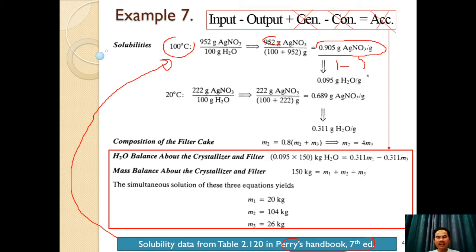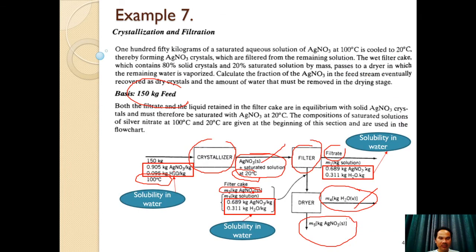This is the fraction of the feed. This contains solute, silver nitrate, in liquid form at 0.905, or 90.5%, and water is 0.095, or 9.5%. This is the composition in the feed. In the feed, you know the amount and you know the composition.